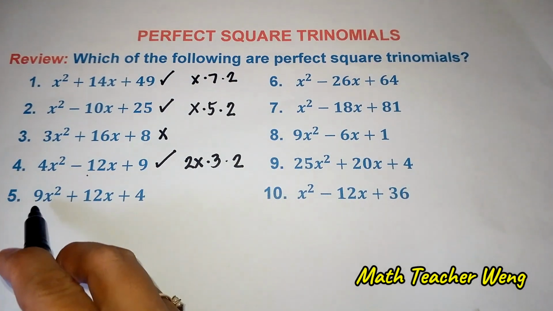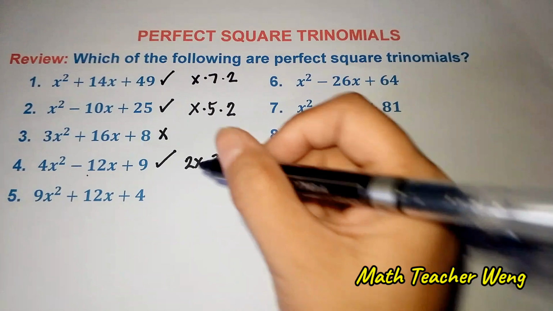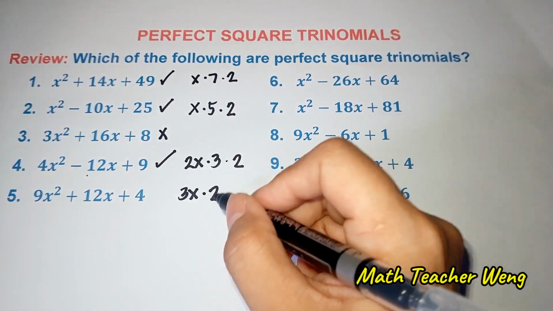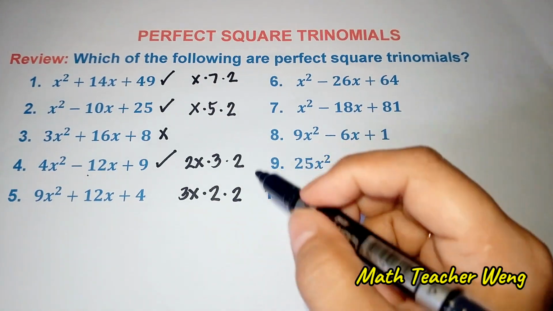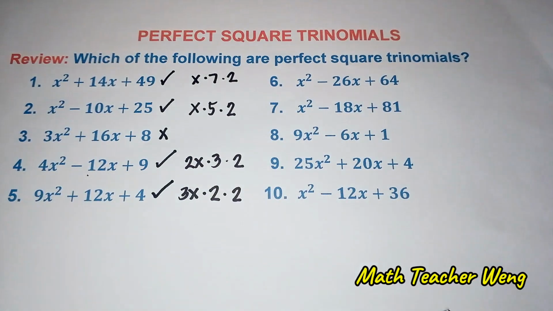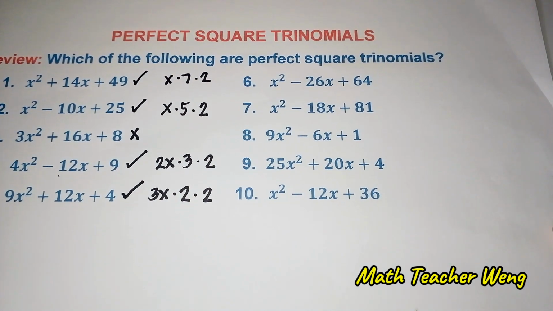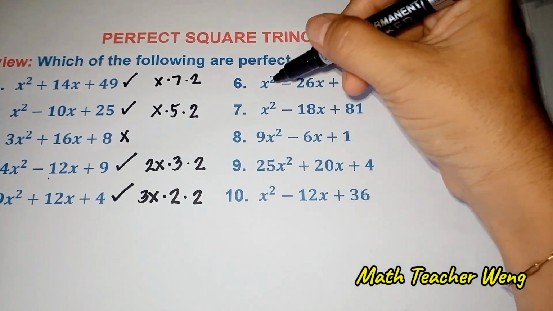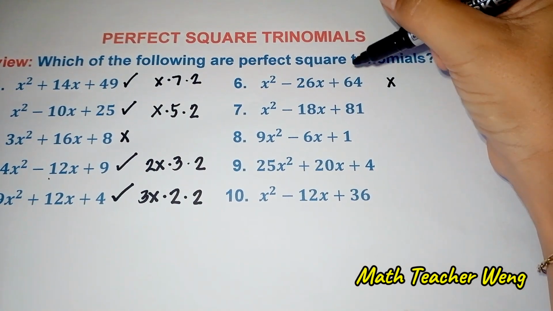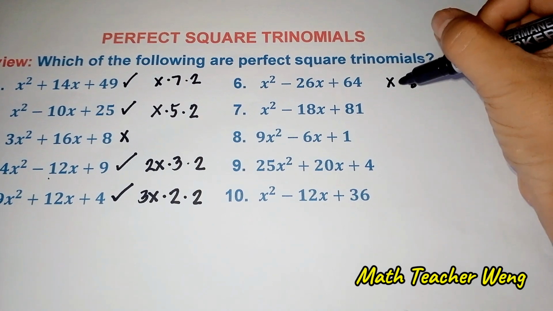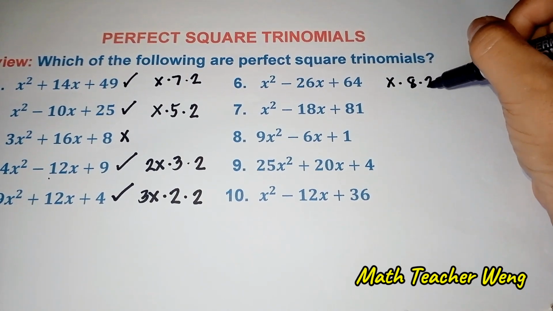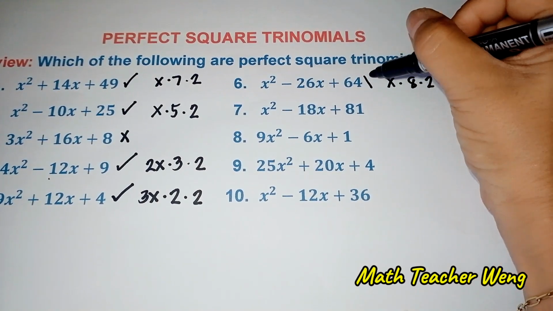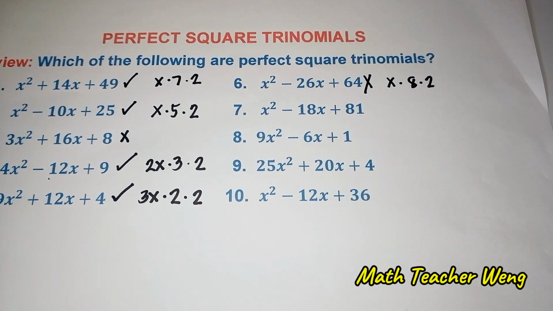Number 5. The square root of 9x squared is 3x. The square root of 4 is 2. 3x times 2 is 6x, times 2 is 12x. Correct. So, another perfect square trinomial. Number 6. The square root of x squared is x. The square root of 64 is 8. x times 8 is 8x, times 2 is 16x. But we have here 26. So, therefore, this is not a perfect square trinomial.